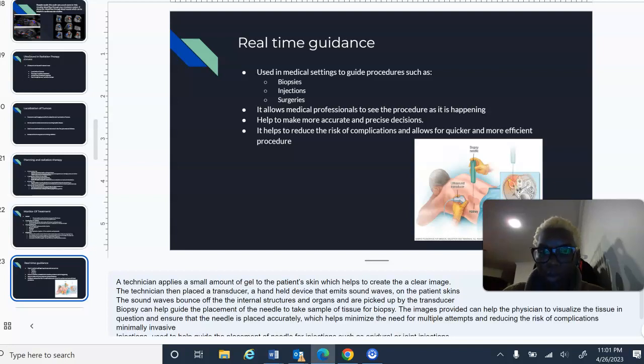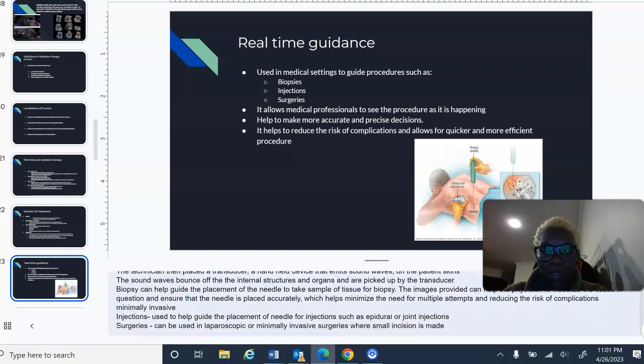Yet again, ultrasound is minimally invasive. Injections. Ultrasound can be used to help guide the placement of needles for injections such as epidural while the female is delivering her baby, or joint injections with steroids.